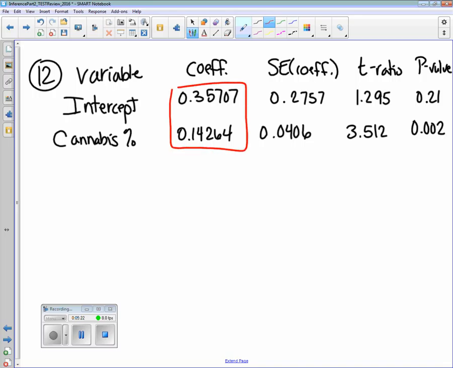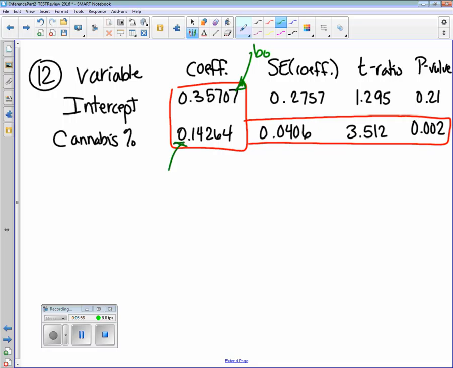These numbers and these numbers are the only useful pieces of information that you really need. Let's remind ourselves what they are. What is 0.35707? It's B naught. It's the y-intercept. It's why it's next to the word intercept. So it's going to be B naught, which is your y-intercept. Down here, 0.14264 is the B1, so that would be the slope.